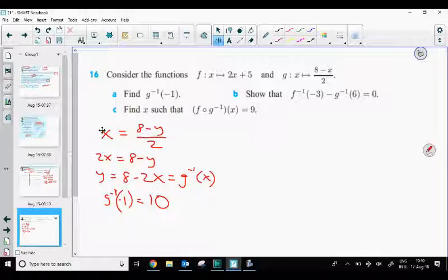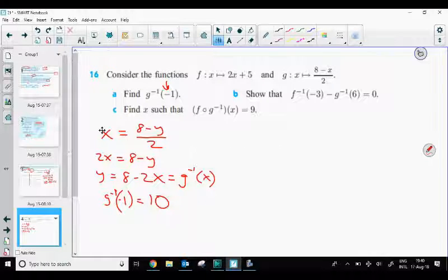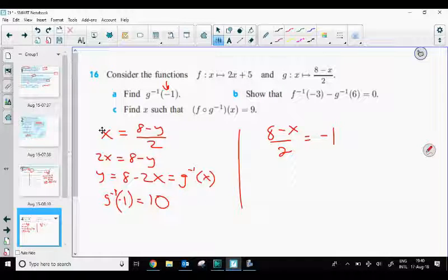But there's another way to figure this out. Remember that for an inverse, the x's and y's will be switched from the original. So if I'm inputting a -1 as an x value into the inverse, that means that that -1 should have been a y value for the output of the original. And if I just solve this, I'll get 10 as well.